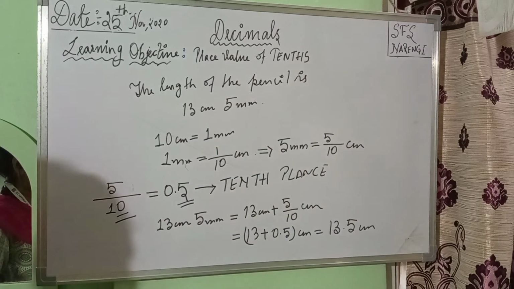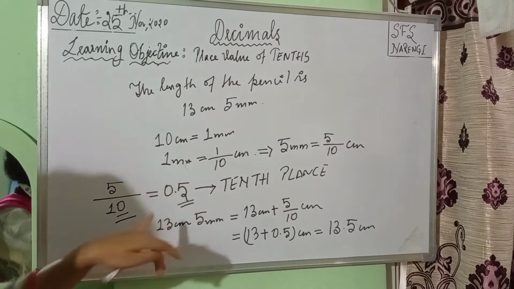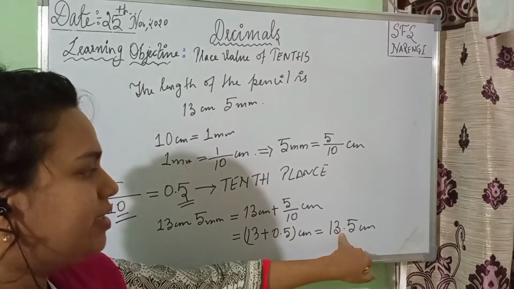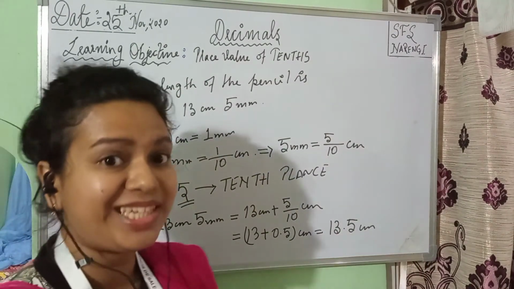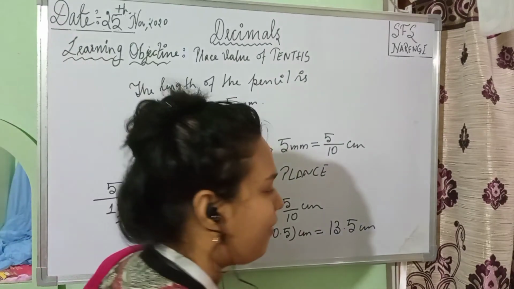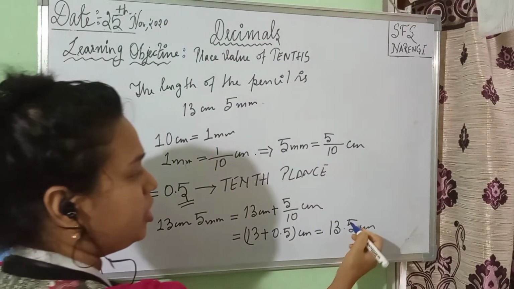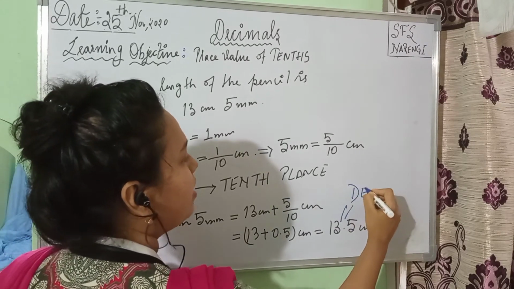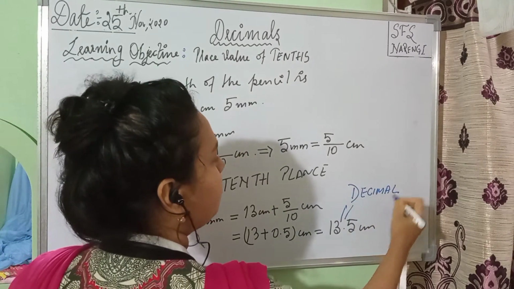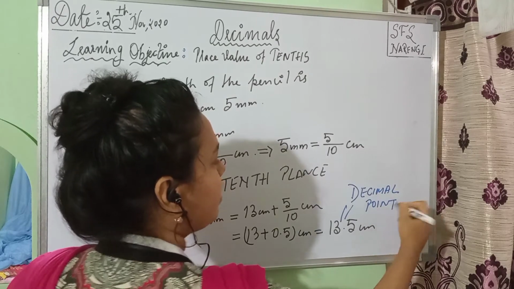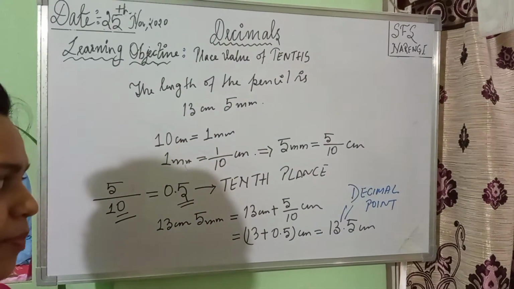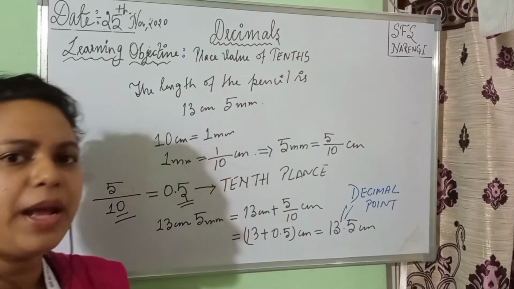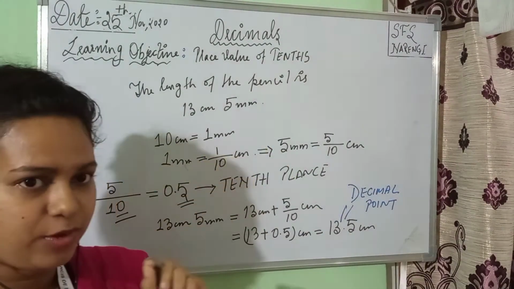Now children, this 0.5, anything after the point is called the decimal point. You have this point, right? I have written it 13.5. So what does this point mean? This point is a decimal point. We all know what place value is, right? Every number has its own place value, right?